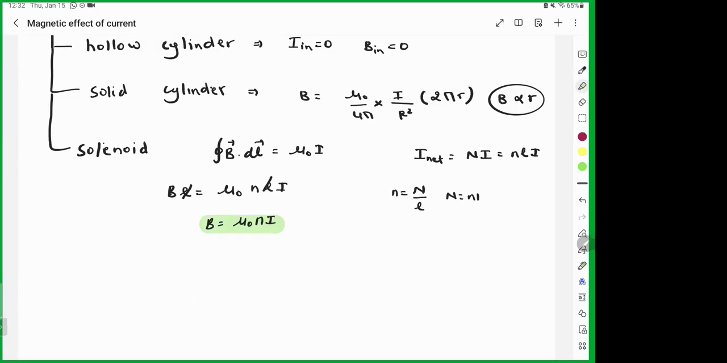So for a solenoid, this is the value, guys: mu naught n I. This is at the center. At the end, it will be half, mu naught n I by 2. This is at the end. So what is the common formula for both? Your magnetic field will be 1 by 2 mu naught n I, into cos theta 1 plus cos theta 2.